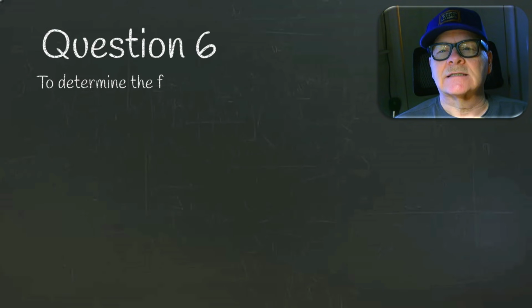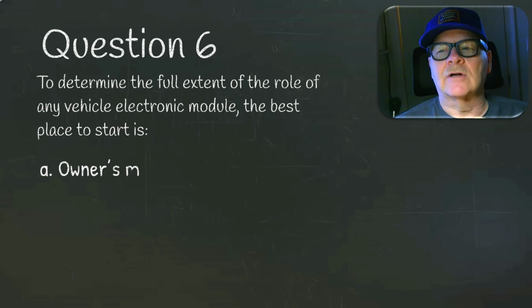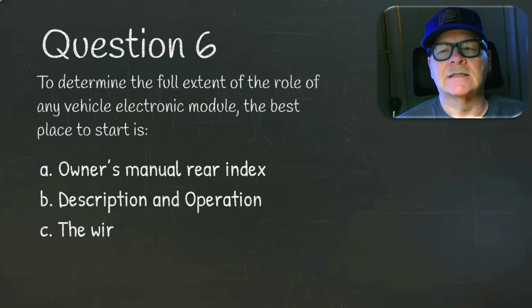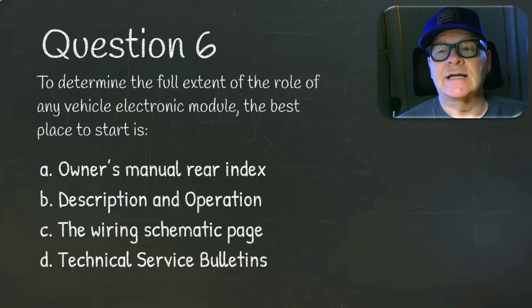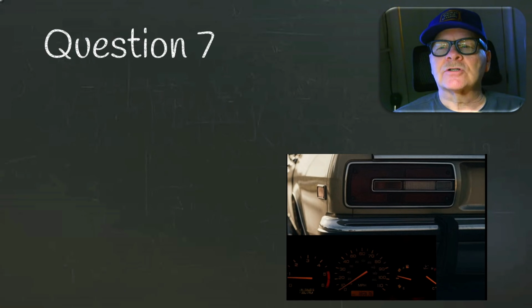Question 6. To determine the full extent of the role of any vehicle electronic module, the best place to start is A, the owner's manual, rear index, B, description and operation, C, the wiring schematic page, or D, technical service bulletins.